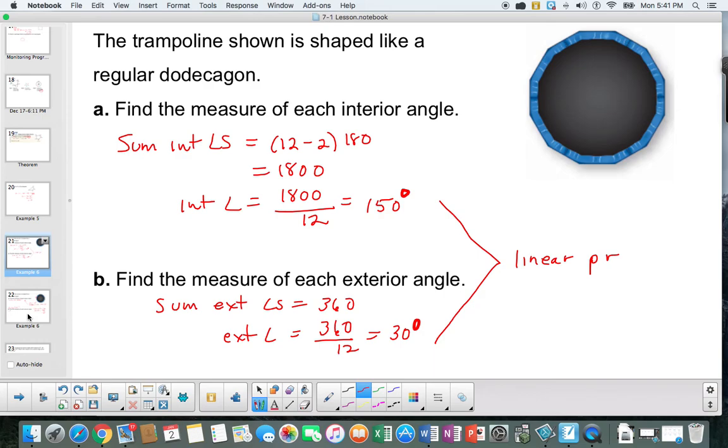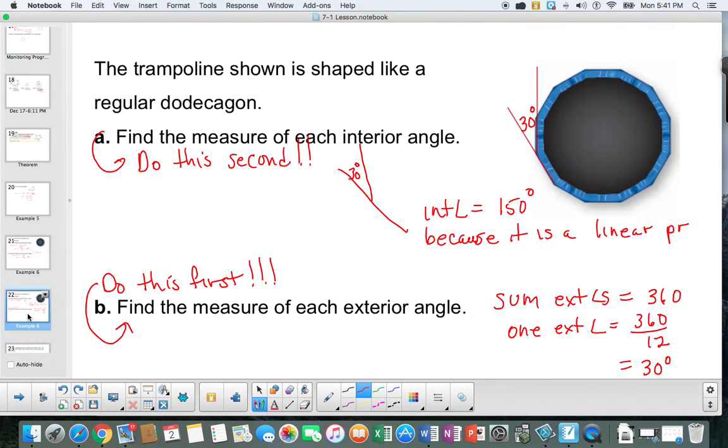Now, for those of you who want some shortcuts and want to do things a little more efficiently, when you do this problem, don't do the interior angle first. Do the exterior angle first because it's the easier formula. So we take 360 divided by 12 and get the 30 degrees first. Once you get the 30 degrees, you know that the interior angle has to be the supplement because they are a linear pair. And take a look at this picture. You can see 30 degrees and 150 degrees do indeed make a straight line.